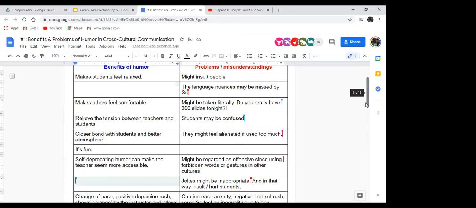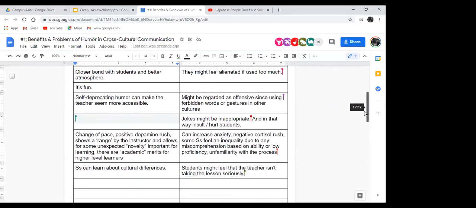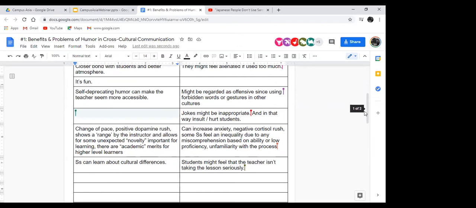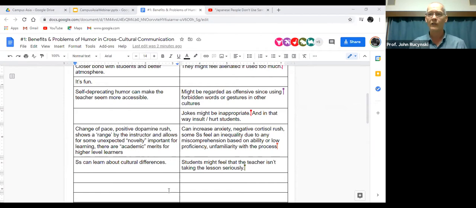Even though I strongly believe in humor, this does not mean using it throughout the whole class. I won't read all of these, although they're all very important, but going to the last one, students might feel the teacher isn't taking the lesson seriously. And again, I think in many ways that is a myth, that humor is only for fun, but of course we do have teachers who may use it too much, and that is not necessarily a benefit. Most of the research shows that too much humor is of course more of a negative.